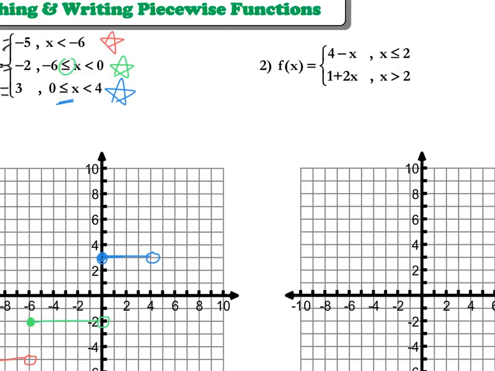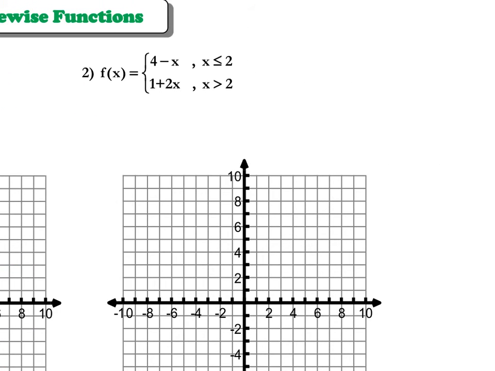All right, let's go to the next example. Okay, so once again, I'm going to do different colors for different functions. Okay, so I'm going to start at the endpoint for this function. So I'm going to plug in 2 into my function and I get 2 back out. So that is where I start, at 2, 2.